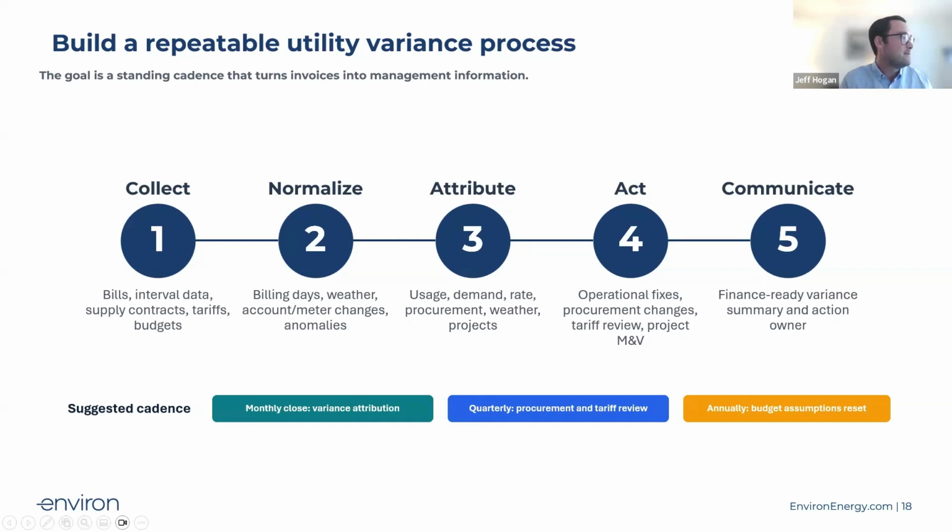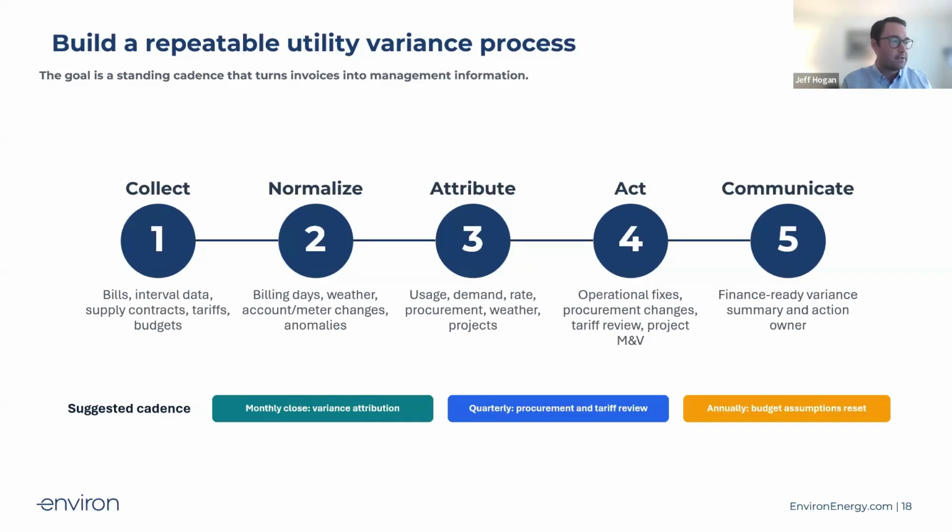Thanks, Steve. So building the repeatable utility budget and variance process ties back to a consistent theme here, where we're collecting information, collecting bills, collecting all the different data components within those invoices. We want to then normalize that data, whether the driver was that the bill had an additional day, or additional 3 days, then analyze that data to attribute the cause. Was it usage, demand, rate, procurement, weather, or was it project related?